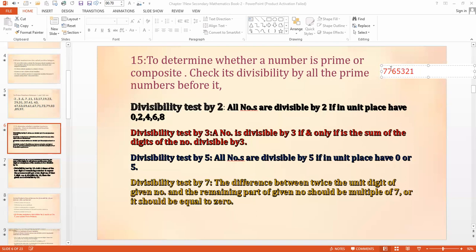Now I have to add all these digits. Look here, 7 plus 7, what will be the answer? 14. Okay, 14 plus 6, what will be the answer? 20. Very good. Okay, 20 plus 5? 25. 25 plus 3 is 28. 28 plus 2 is 30. And 30 plus 1 is 31.